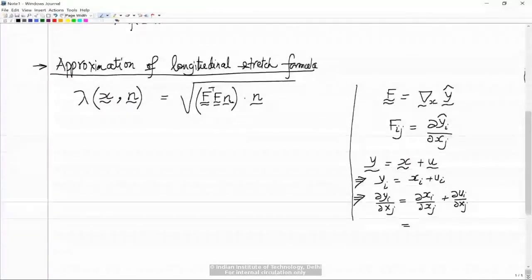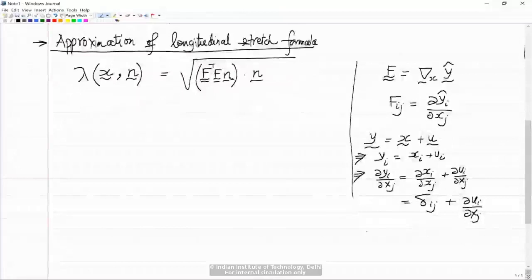Now what is del xi over del xj? Derivative of ith coordinate with respect to jth coordinate. What is that going to be? That's simply Kronecker delta ij, right? Not 0, Kronecker delta ij. If i and j are same, then it is 1, otherwise it is 0. Okay, so that's Kronecker delta ij plus del ui over del xj. So that's the component form.